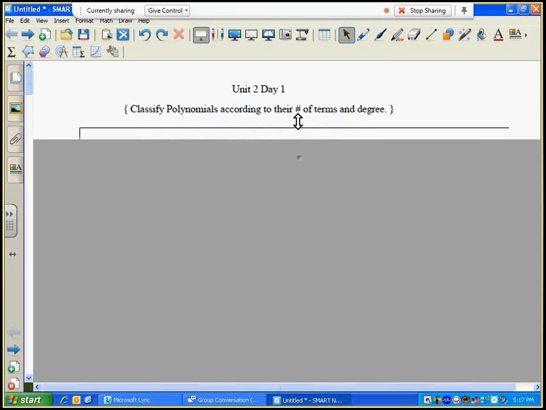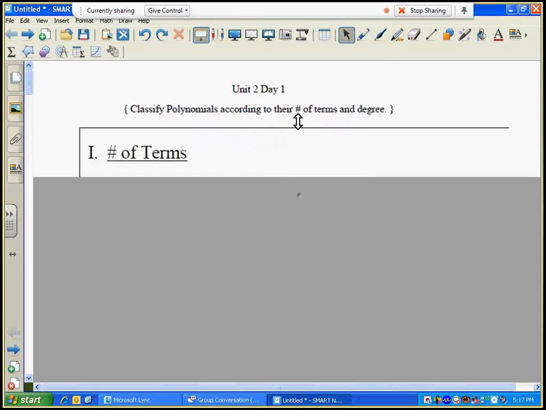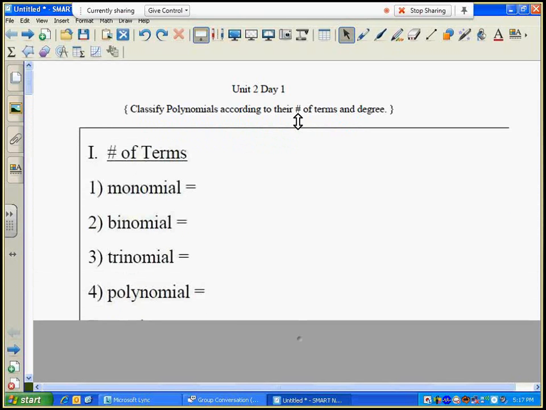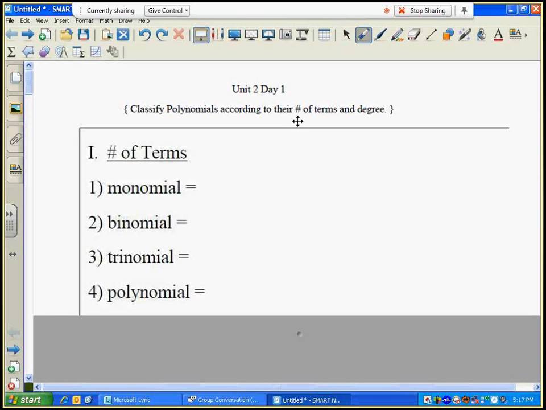If you'll start up in the top left-hand corner of your notes where it says number of terms, copy down these 4 terms: monomial, binomial, trinomial, and polynomial. The prefix mono means one, so monomial just is talking about one term. If we have a polynomial that only has one term, you will have no pluses or subtractions.